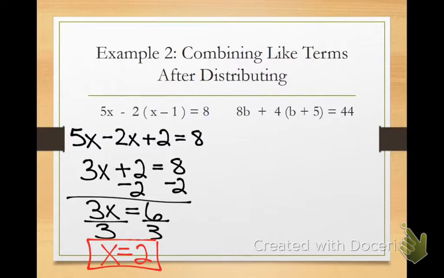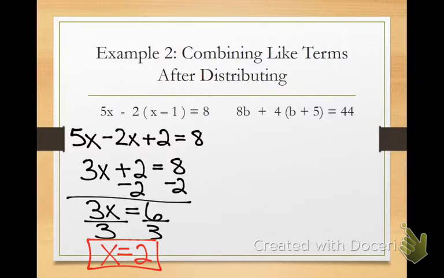All right, and I can still check. Plug 2 back in for x here, and plug it in for x here. So 5 times 2 is 10, minus 2 times 1, which is 2, so 10 minus 2 is 8. All right, go ahead and do the next one on your own. When you have the answer, raise your hand.